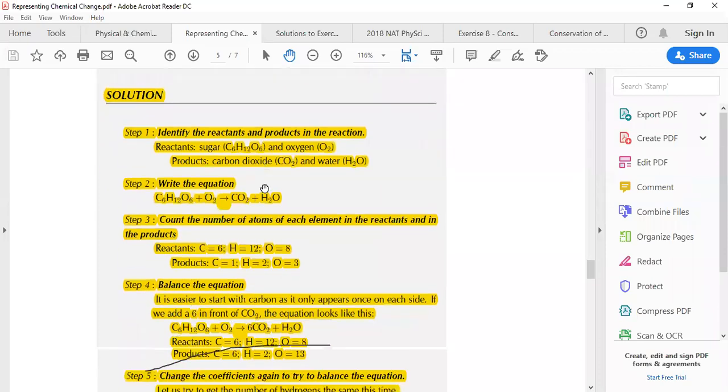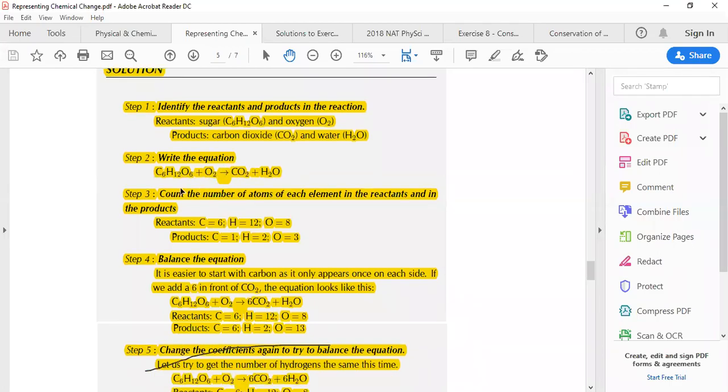So you're going to have your sugar. You have to write reactants: your sugar plus your oxygen. Your product is going to be carbon dioxide plus water. So you write them using chemical symbols. You've got your C6H12O6, that's your sugar, plus oxygen to give you carbon dioxide and water.